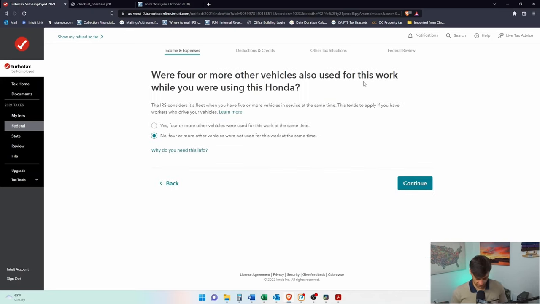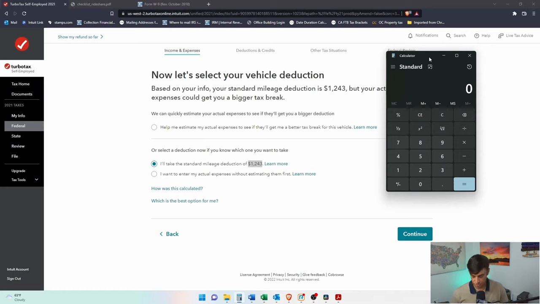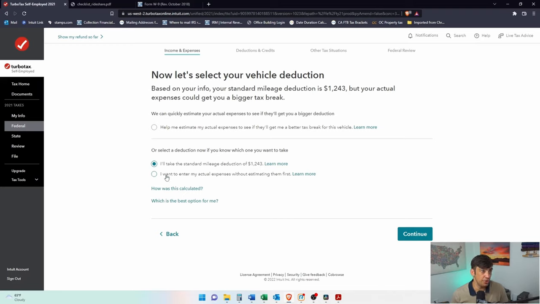Were four or more vehicles used for work? No, this is it. I only had one car. Now let's select your vehicle deduction. Okay. So there's the standard mileage. It's essentially 56 cents a mile for 2021, 2,220 times 0.56. That's what it should be, right? There it is. Yep. Or you can do the actual expenses. It kind of depends, but I'd say it's more common that we get a bigger deduction using the standard mileage than we do going through the actual expenses. If you have a more expensive car, then yeah, maybe the actual expenses will make sense. But I'd say most of the time it makes more sense to do the standard mileage.